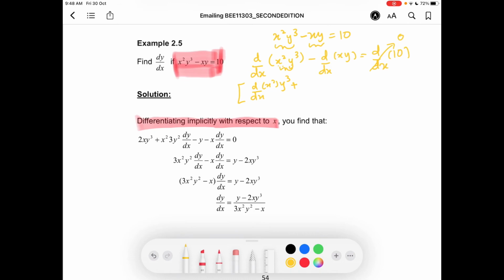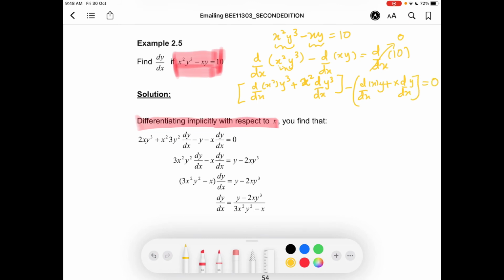So what happened in here is that it will become d/dx of x squared times y cubed, then minus d/dx of xy, plus x d/dx of y equals 0.